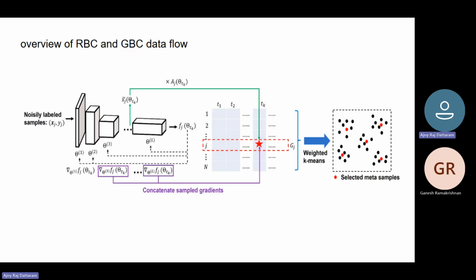And the output, the resulting selected meta set, highlighted as red dots, is used in a meta reweighting process to dynamically adjust the sample weights, focusing the model on informative data while mitigating the impact of noisy and irrelevant samples.